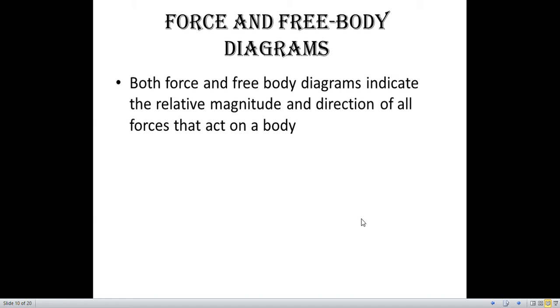Now, let's look at the force diagram and the free body diagram. This is very important to differentiate the two. Both the force diagram and the free body diagram indicate the relative magnitude and direction of all forces that act on a body. This is the similarity for both of them. Their function is to show all the forces and their direction on a body, on an object.